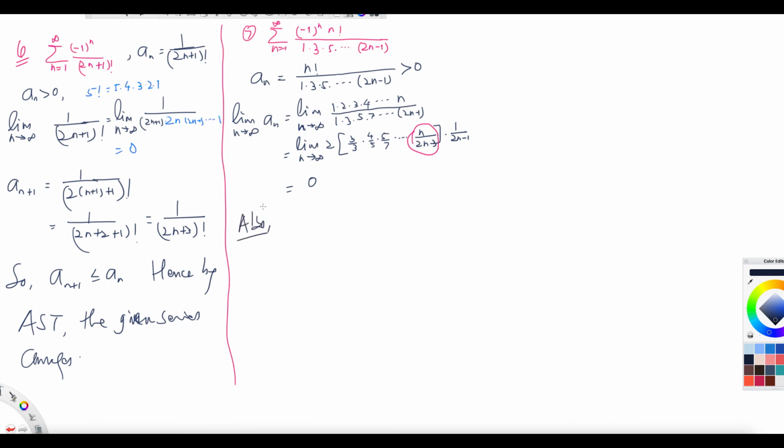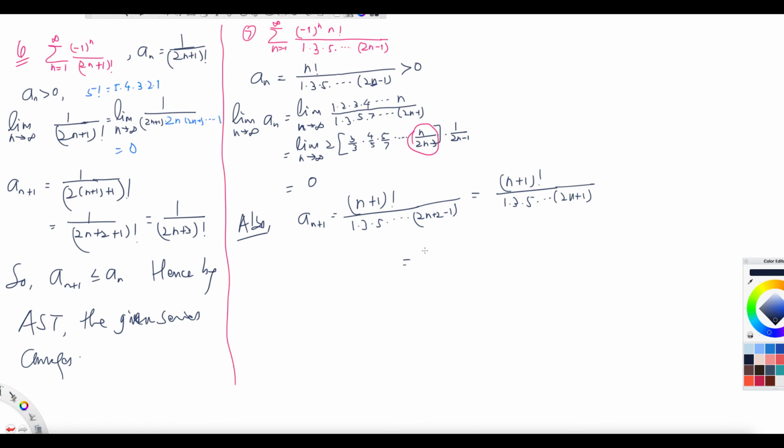The second condition is you want to show the decreasing property, right? So what is an plus 1? An plus 1 will be n plus 1 factorial, because an is that, and we replace n by n plus 1, divided by 1, 3, 5, and then 2n plus 2 minus 1. Because when you replace n by n plus 1 and distribute the 2, what is that? That is n plus 1 factorial divided by 1, 3, 5, and then 2n plus 1. That's what I got.